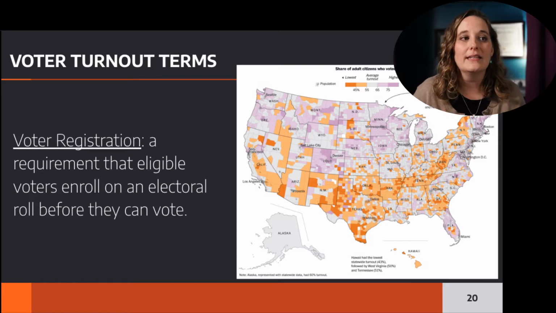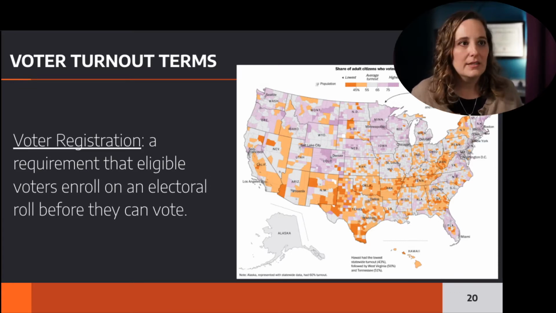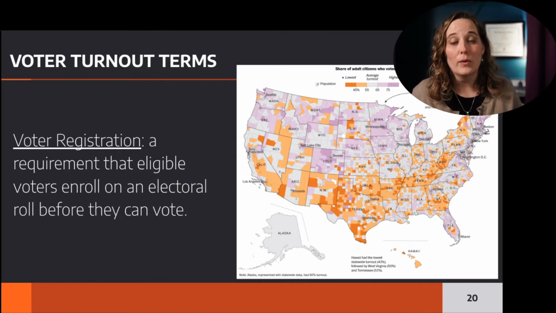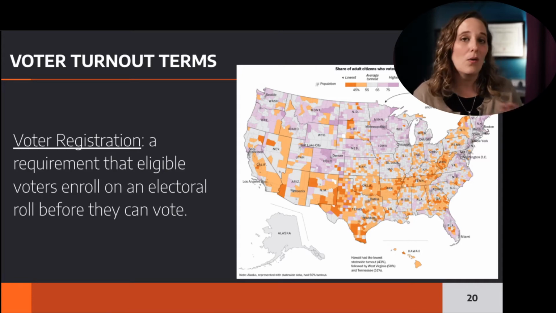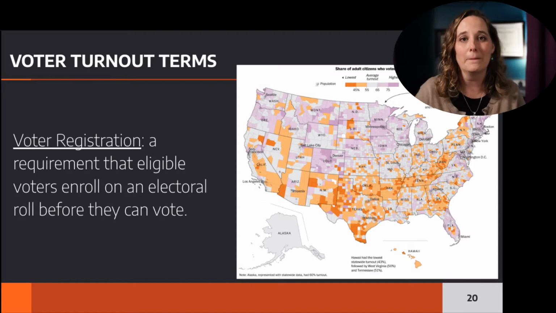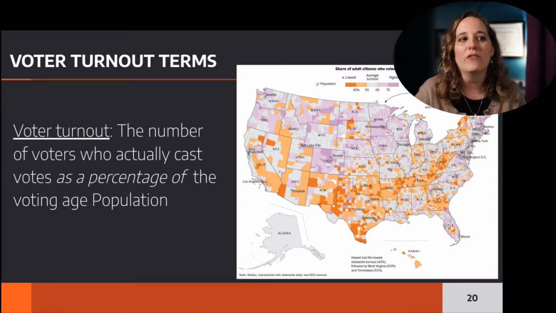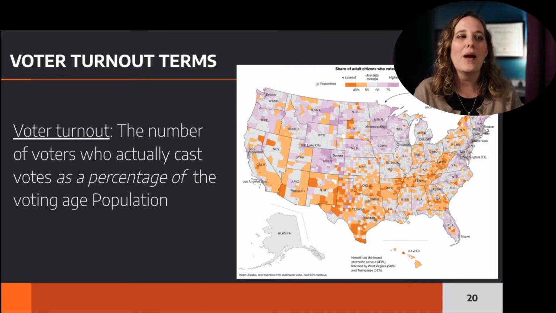Voter registration is a requirement that eligible voters will enroll on an electoral roll before they can vote. Most states, if not all states, have voter registration requirements. Some require that you register to vote beforehand. In fact, in the state of Georgia, it's at least 30 days prior to an election. You have to be registered to vote. Though some states actually allow for same-day voter registration, meaning that you could walk up on election day and register to vote right there.